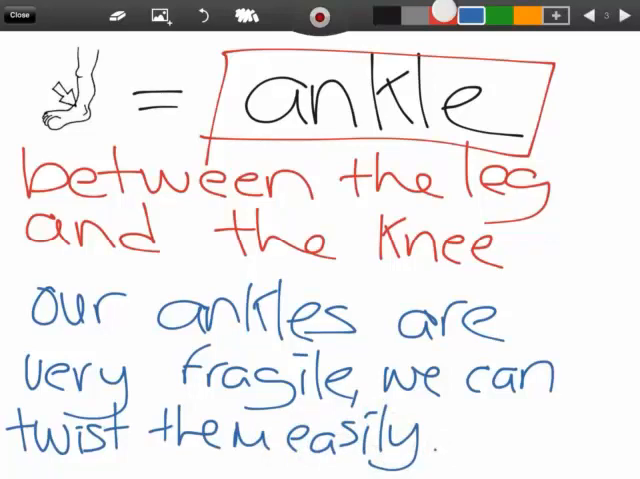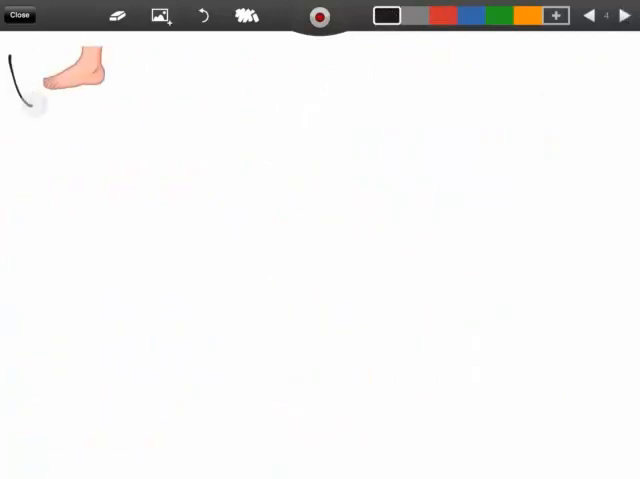I'm going to go ahead and read that for you. Our ankles are very fragile. We can twist them easily. And our ankles are between the leg and the knee as shown in the picture here. I'm going to go ahead and mark it for you. It is this part right here. That is the ankle.